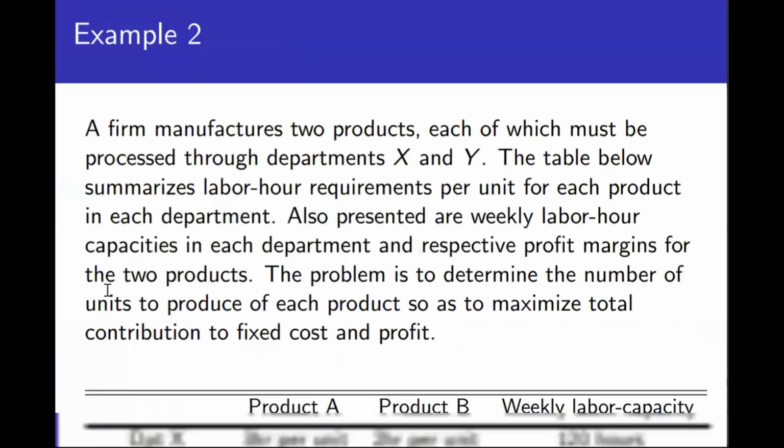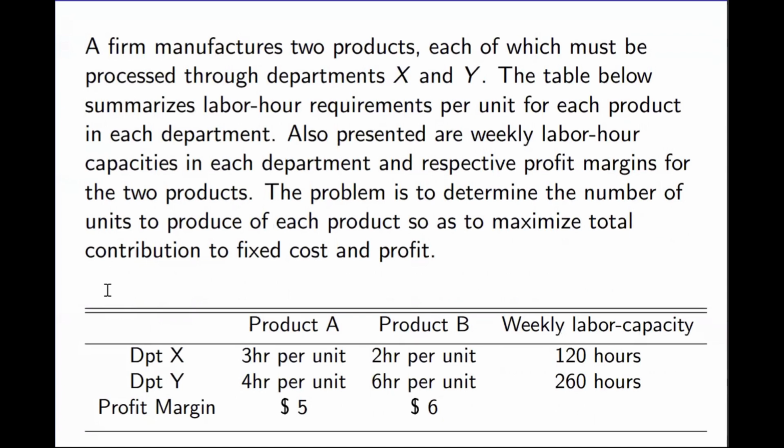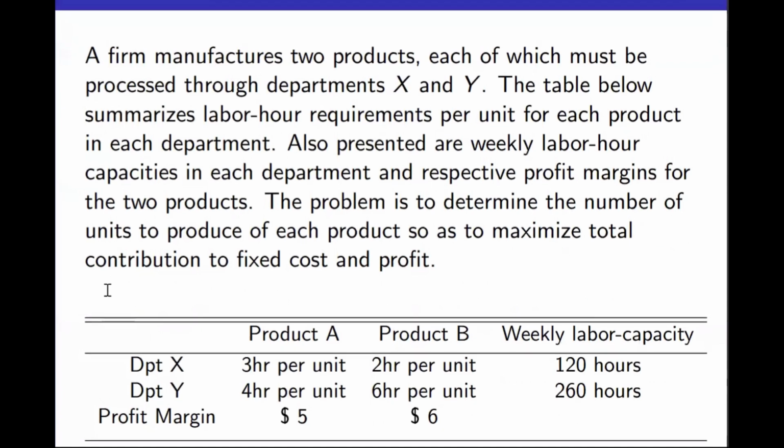Let's take another example. A firm manufactures 2 products, each of which must be processed in departments X and Y. The table below summarizes labor hour requirements per unit for each product in each department. Also presented are weekly labor hour capacities in each department and respective profit margins for the 2 products. The problem is to determine the number of units to produce of each product so as to maximize total contribution to fixed cost and profits.